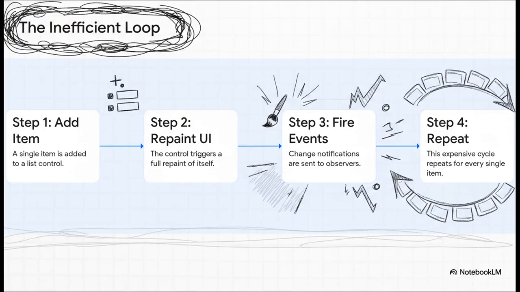So here's what's actually happening, and honestly, it's kind of brutal. When you're in a loop adding items one by one without any optimization, this is the vicious cycle you create. For every single item you add, the UI control feels this obligation to completely repaint itself and then send out a whole flurry of notifications to anyone who might be listening. It does this on every single pass, forcing the screen to redraw itself over and over and over again.